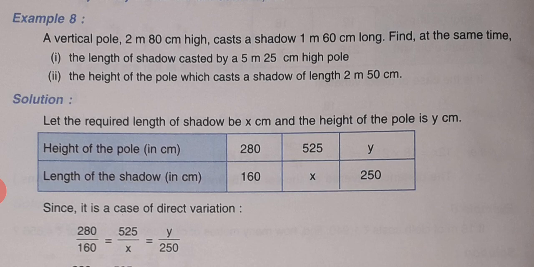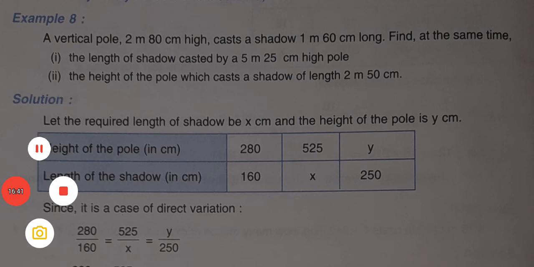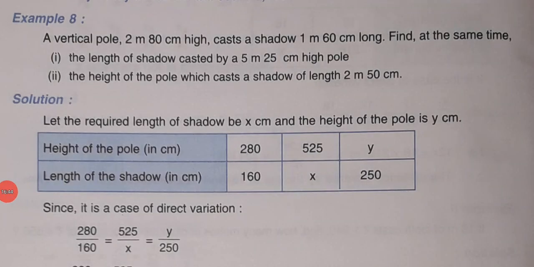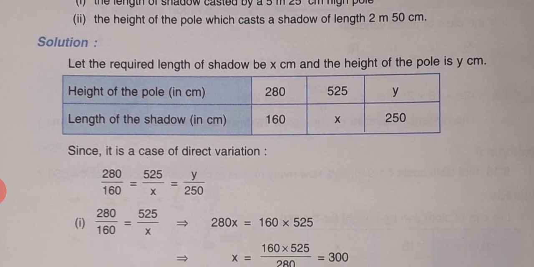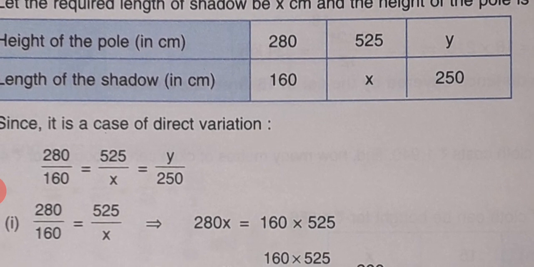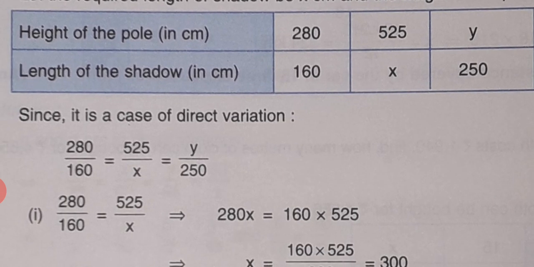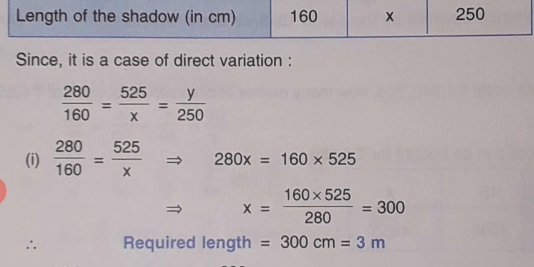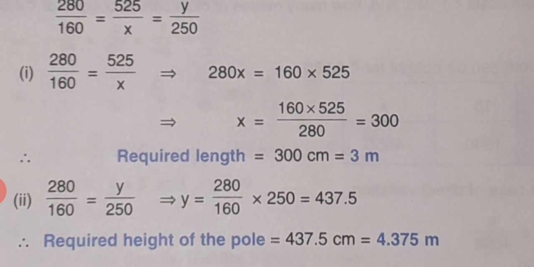Now you all know they are in direct variation. So as usual we shall write 280 by 160 equals 525 by x equals y by 250. As they are in direct variation, the first ratio is equal to the second and that is equal to the third. Now as usual, first take the first ratio with the second and then the first ratio with the third and then solve as usual and get the answer.